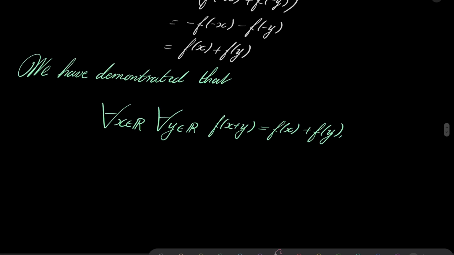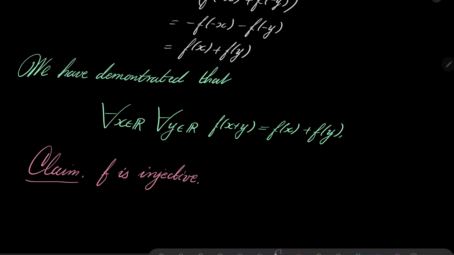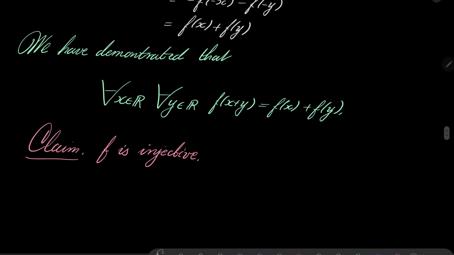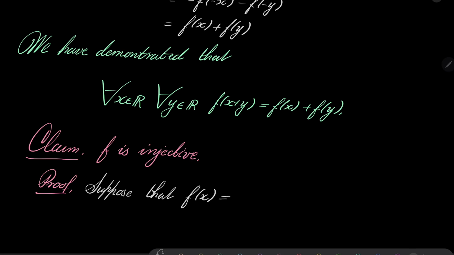Now, the most important claim, my claim is that f is injective. I claim that it is injective. Let's prove this claim, and we will be almost done. The proof is very simple. Suppose that f of x equals f of x prime for some x and x prime which are real numbers.